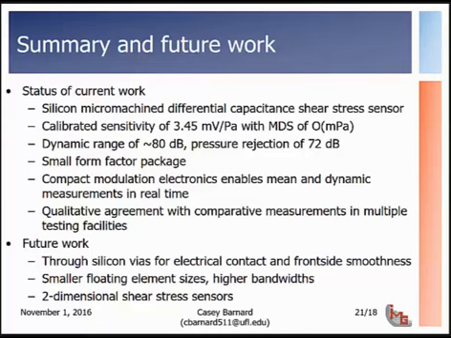Some of the things we're looking at going forward is increasing that smoothness by using through silicon vias or other backside electrical contacts, doing smaller floating element sizes and higher bandwidths, of course, and then looking at two-dimensional shear stress. So instead of a single direction, having a true vector measurement of that surface tangential force.